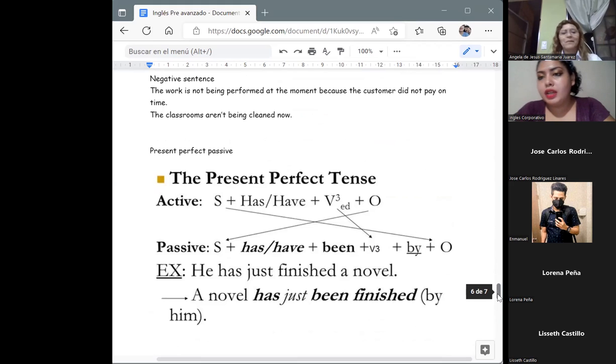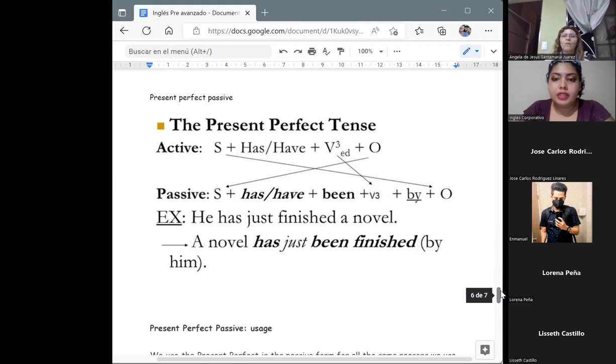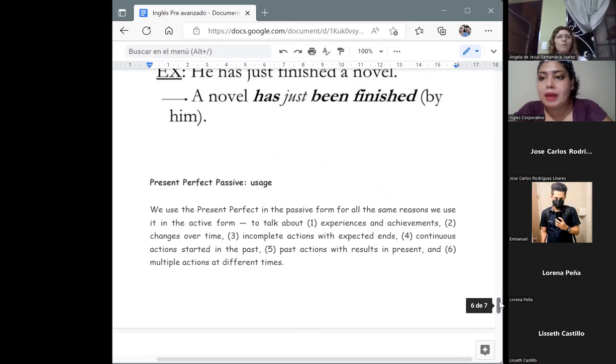So in that case, we were learning about those structures, and we were seeing which changes we can give to those sentences when we are talking in passive and in active voice. And also we have here the usage of the present perfect passive. That was the last thing I was reading to you. And I told you yesterday that I will put this information into the document, and now you have that information there. So in this case, we have the usage of the present perfect passive, and we are just going to read the 6 different usages that we can give to the present perfect passive.